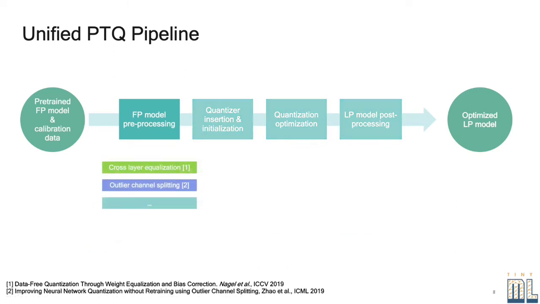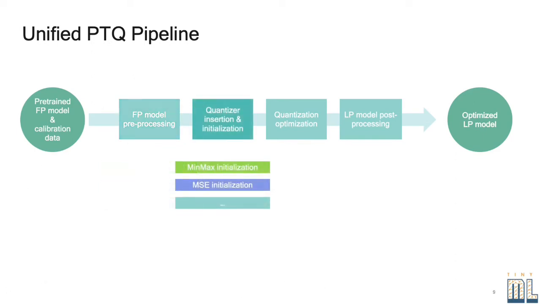To illustrate the options in each step, for preprocessing, we have cross-layer equalization and outlier channel splitting to preprocess the full precision model to redistribute the parameters of the model and make it more quantization friendly. For quantizer initialization, the quantization parameter can be determined based on the min-max value of the tensor or by minimizing the mean square error between the quantized version of the tensor and the full precision one.